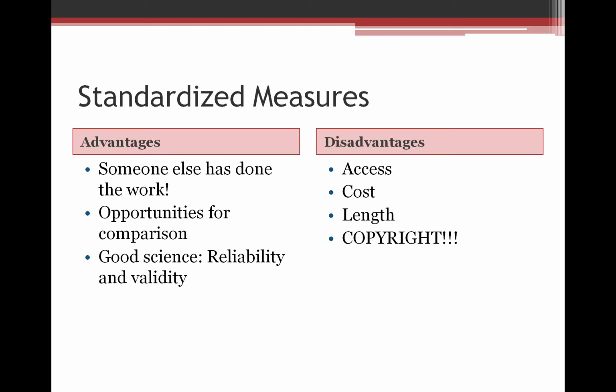So what's the disadvantage? Accessing these things can be really challenging, especially for a typical program that's got lots of work, lots of things on their shoulders, wearing lots of hats. Sometimes they cost money, sometimes they don't. That's definitely a barrier. Sometimes the length is really long. We did a PTSD scale at one of my previous positions, and it was like 64 items that someone had to rank, and that's kind of long. And then most importantly, copyright. We can't just take these things, mass produce them, and use them how we want. We have to get permission from authors.